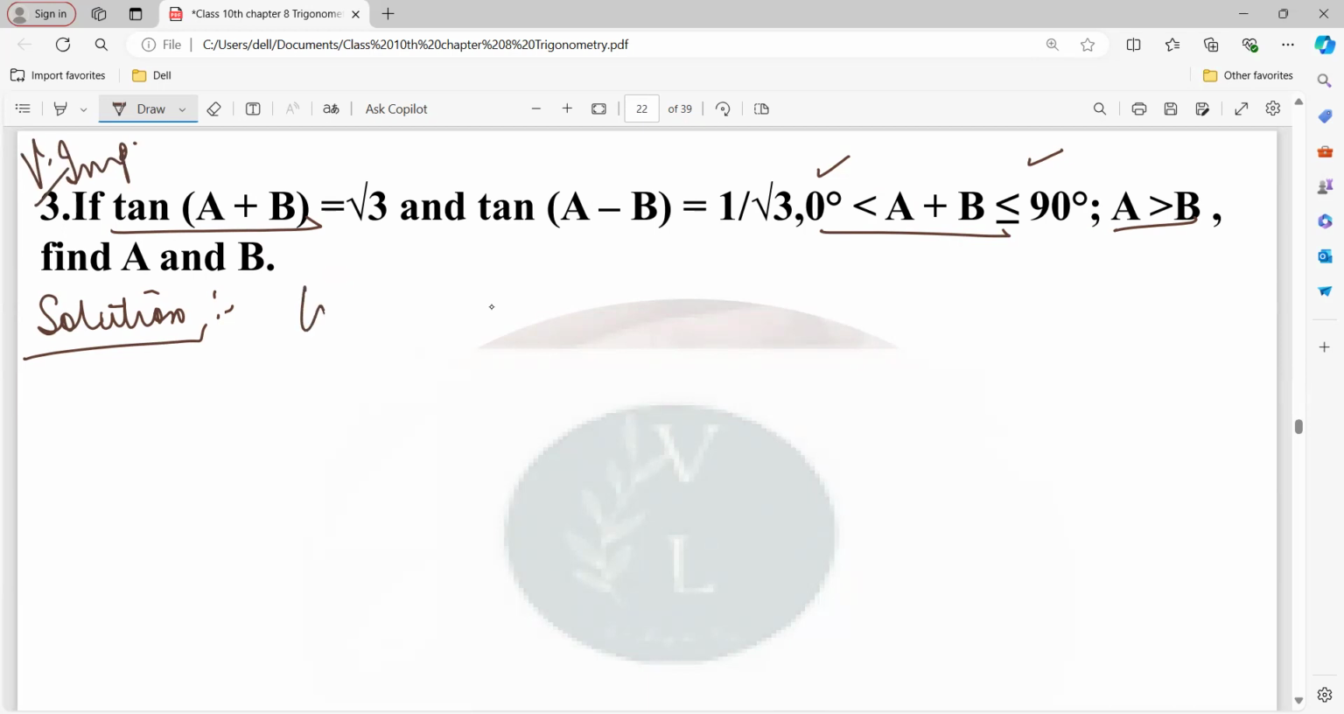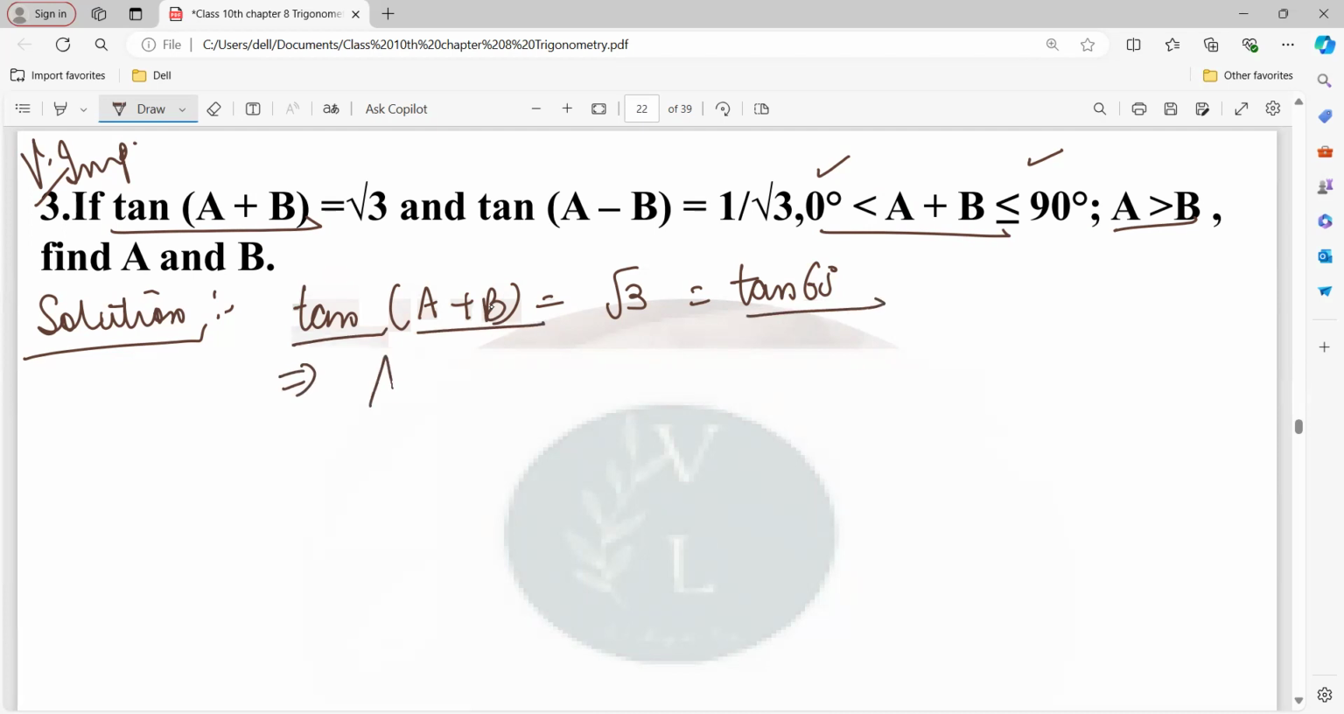We have the value of tan(A plus B), which is equal to root 3. We know that root 3 is equal to tan of 60 degrees, right? Yes. So from this, we can say that if tan(A plus B) is equal to tan 60 degrees, that means A plus B is equal to 60 degrees. We'll mark it equation 1. Okay.